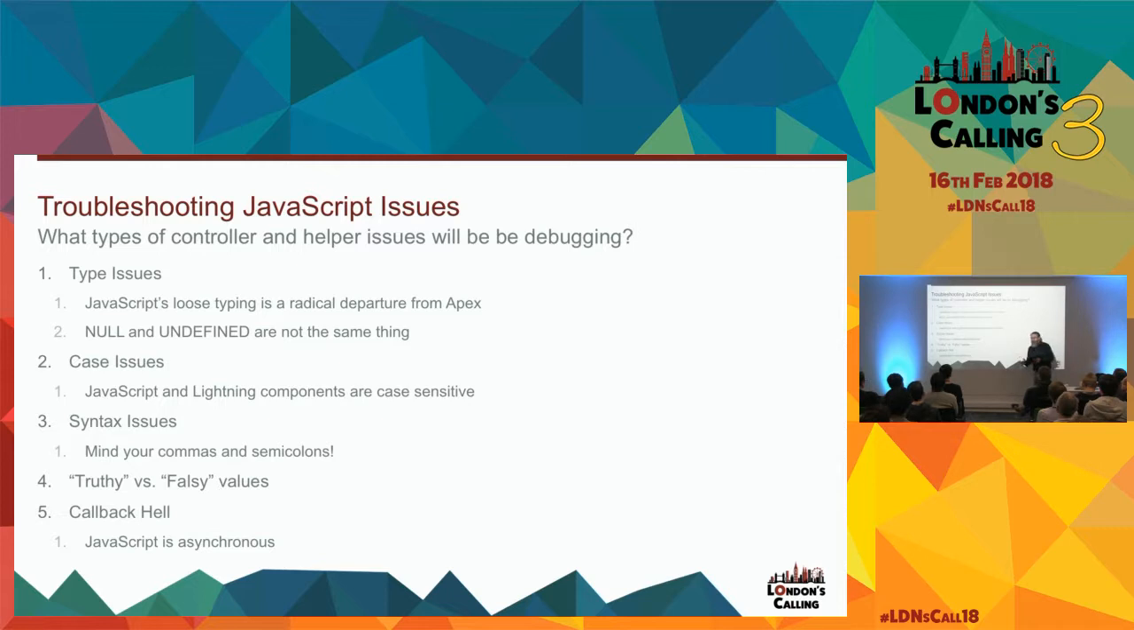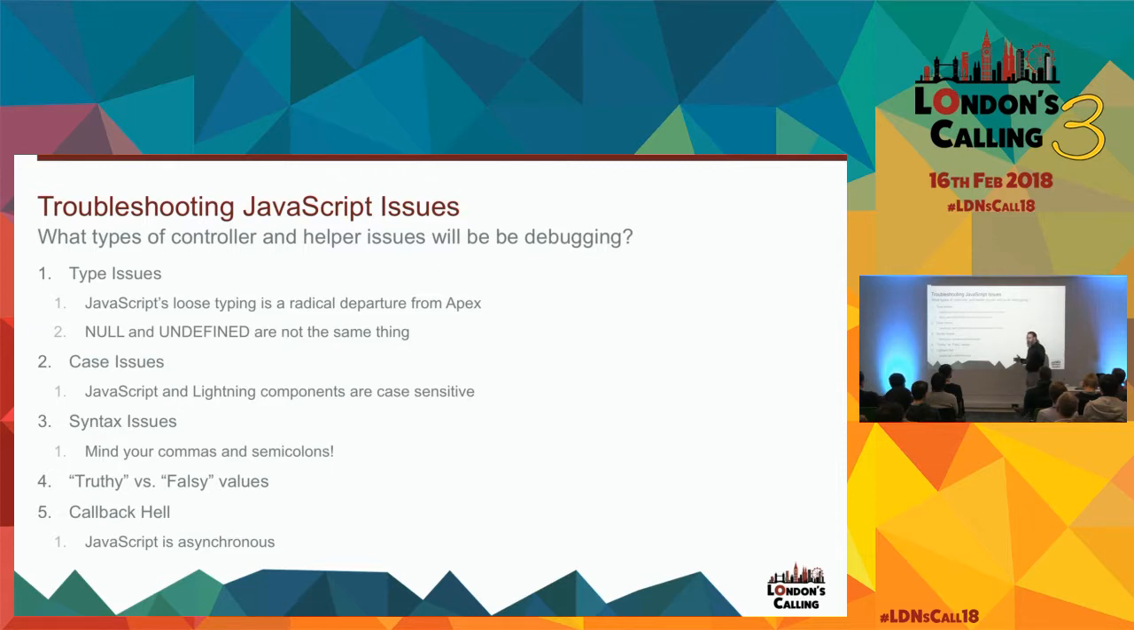And coming from Apex, it's even more difficult. Why? Because we have typing issues. JavaScript is loosely typed. And this freaked me out when I had to start learning Lightning. It freaks me out today when I have to go back and forth between Apex and Lightning, because Apex is strongly typed.